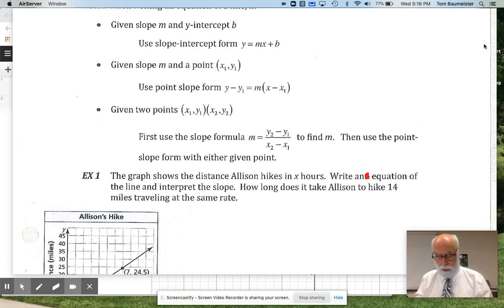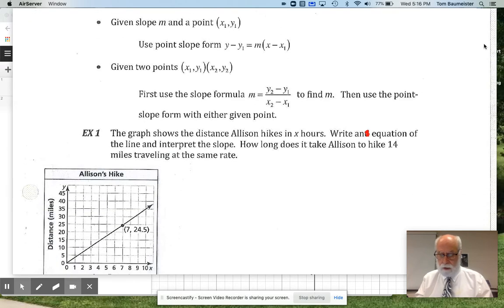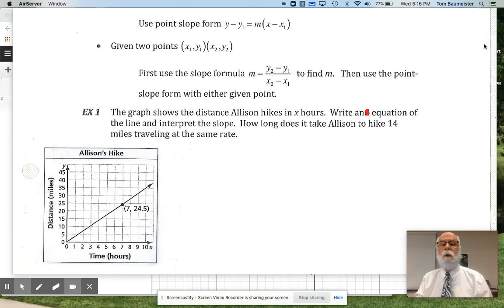So example 1, the graph shows the distance Allison hikes in hours. Write an equation of the line and interpret the slope. How long does it take Allison to hike 14 miles traveling at the same rate?